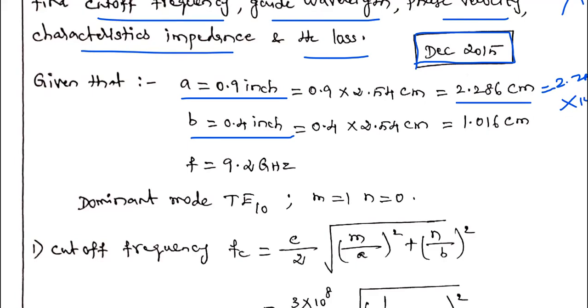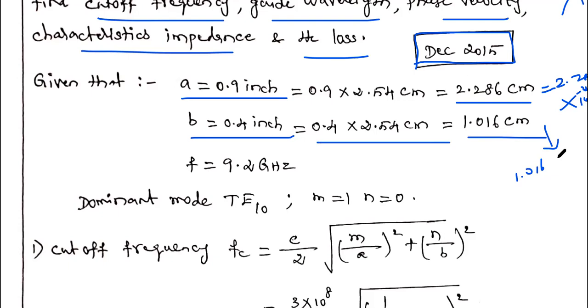Okay, that means you just divide by 100. Okay, 100 you can get in meter. Similarly, B you convert into first centimeter, then you convert into meter. So 2.54 centimeter you multiply. So 1.016 centimeter. Okay, after that you convert into meter.